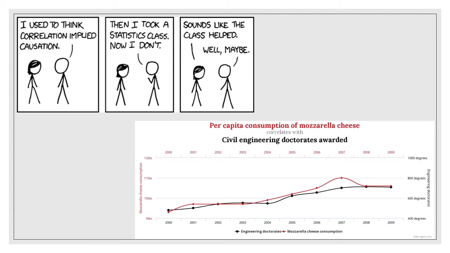Well, maybe. And the relationship between mozzarella cheese and engineering doctoral awards is pretty amusing. But that's a real set of data. So that's interesting, right? This is just a spurious relationship, one that arises and that you might make something out of, but there's nothing to be made out of it.